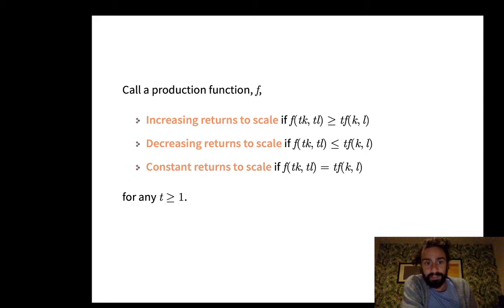So increasing returns to scale says I'm getting more for my money, right? I double my inputs, but I get more than twice as much output. Decreasing returns to scale says, I'm losing on this doubling up thing, because I double my inputs, but I less than double my outputs. And constant returns to scale says it's exactly even all the time.